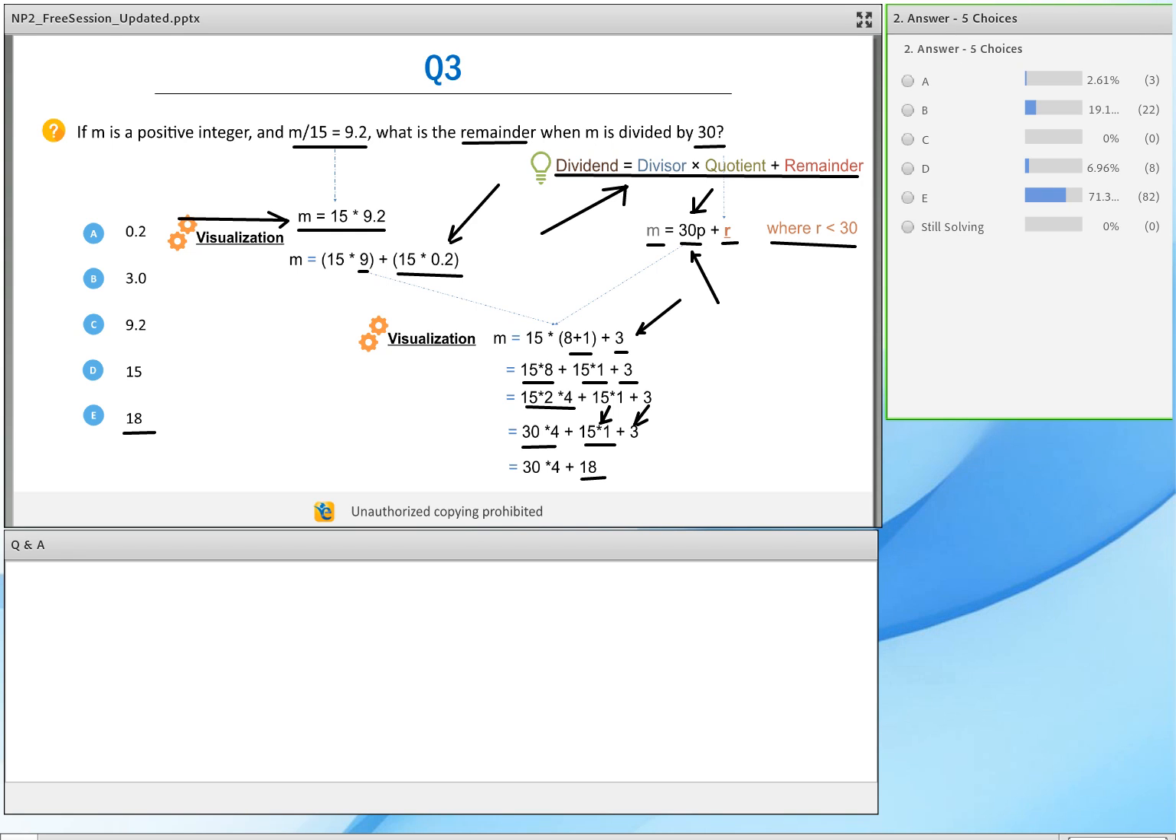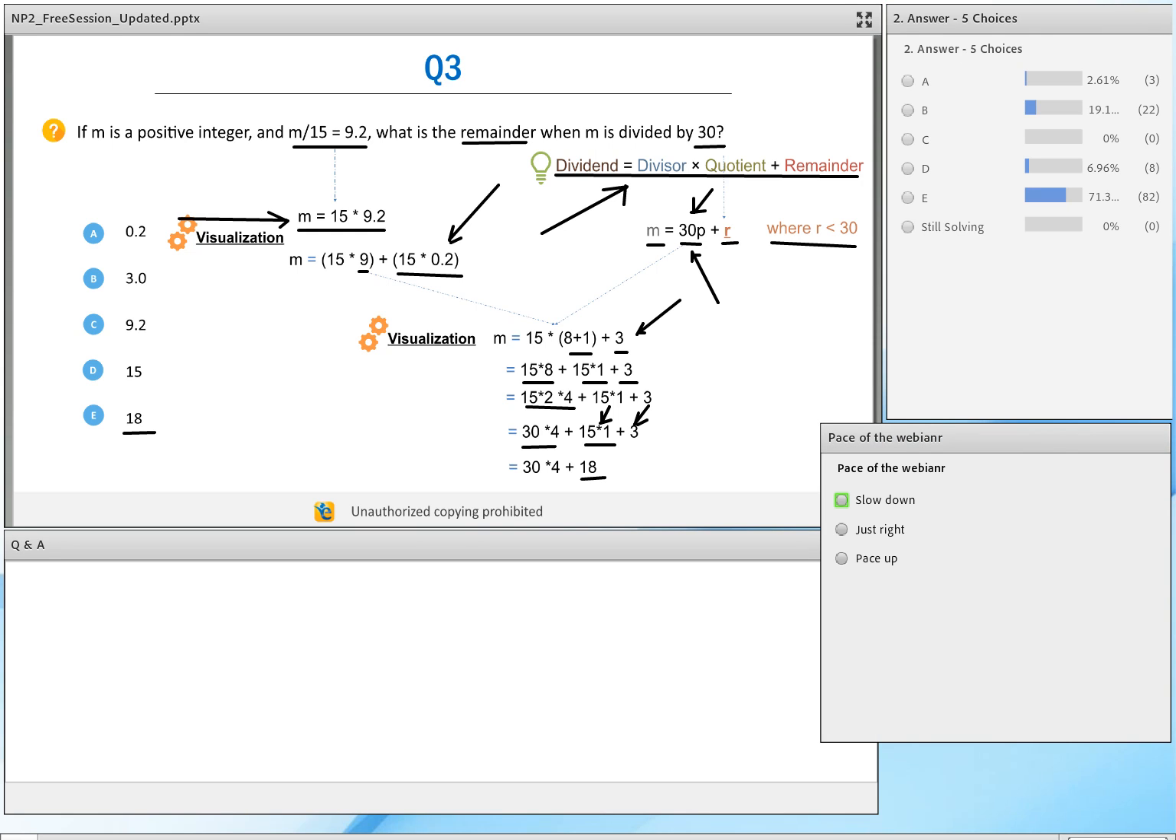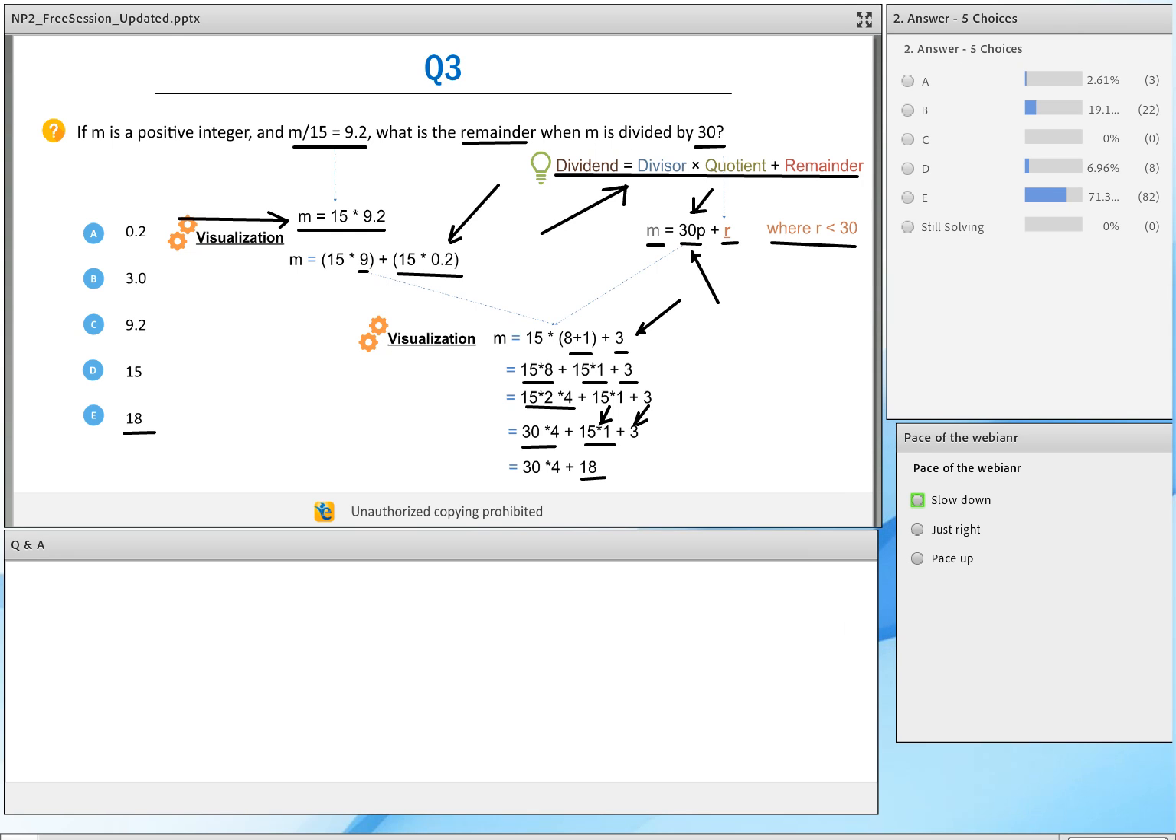Now, I want to ask you, so far I've tried to go at a reasonable pace. I want to understand, do you want me to slow down? Do you feel the pace is just right? Do you want me to pace up, go faster? Let's get about 100 responses before I broadcast the results so that we don't bias the responses, because I've been getting conflicting feedback in the Q&A pod. And so 3, 2, and 1. I have 120 responses over here, give or take. Let me end the poll.